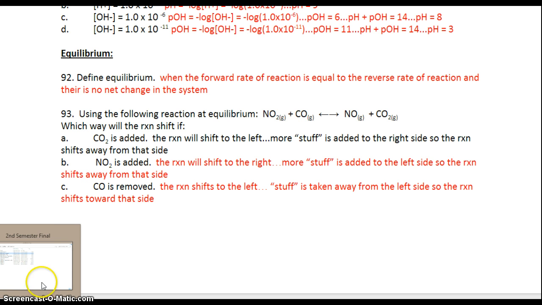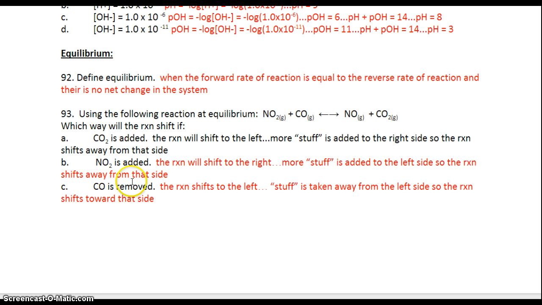So here in number 93, it's asking what would happen to this reaction if some carbon dioxide was added to this reaction. So if we look at the reaction, the carbon dioxide is here on the right hand side. So if we add some more stuff to the right side, then the reaction is going to tend to want to shift to the left to reestablish equilibrium.